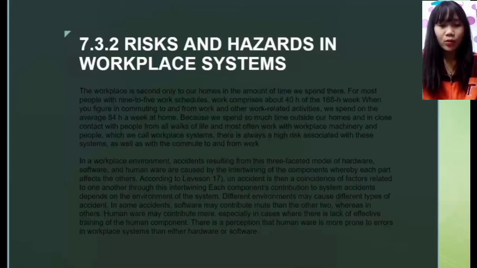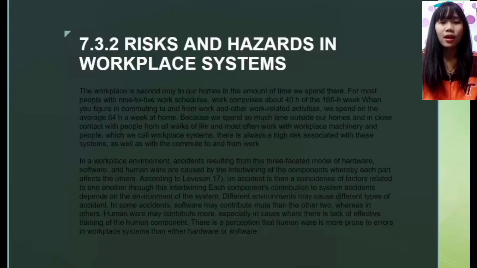In a workplace environment, accidents resulting from these three models of hardware, software, and humanware are caused by the intertwining of the components, whereby each part affects the others. According to Levinson, an accident is then a coincidence of factors related to one another. Through this intertwining, each component's contribution to a system accident depends on the environment of the system. Different environments may cause different types of accident.